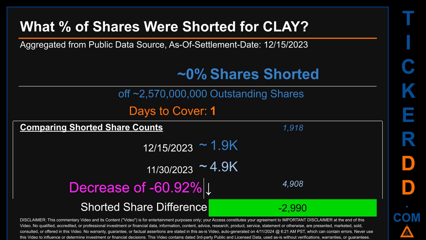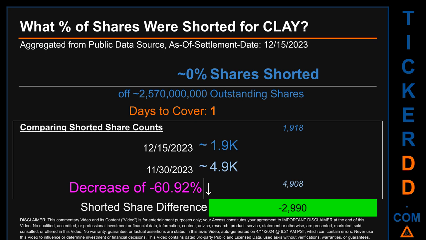What percentage of shares were shorted for CLAY for the 2-week period, ending on settlement date, December 15, 2023? About 1.9 thousand shares of CLAY were shorted out of a total of approximately 2.6 billion outstanding shares. Therefore, for CLAY, based on as is, discovered, public data when this video was generated, the ticker has a short interest of roughly 0%, which I got by taking the number of shorted shares and dividing it by the number of outstanding shares to get the percentage value. Days to cover is 1.